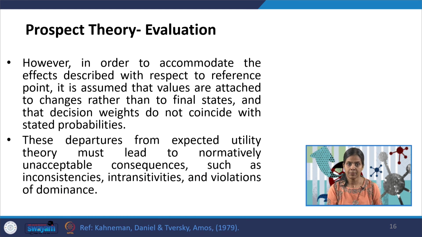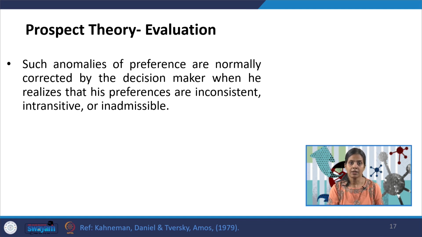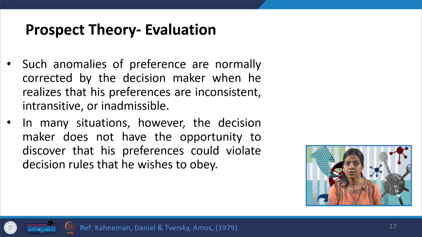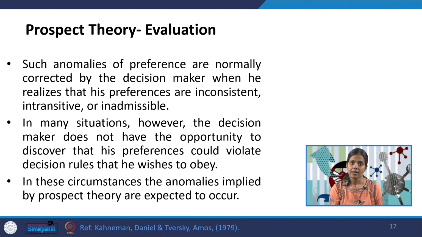These departures from expected utility theory must lead to normatively unacceptable consequences, such as inconsistencies in transitivity and violations of dominance. Such anomalies of preference are normally corrected by the decision maker when he realizes that his preferences are inconsistent, intransitive or inadmissible. In many situations, however, the decision maker does not have the opportunity to discover that his preferences could violate decision rules that he wishes to obey. In these circumstances, the anomalies implied by prospect theory are expected to occur.